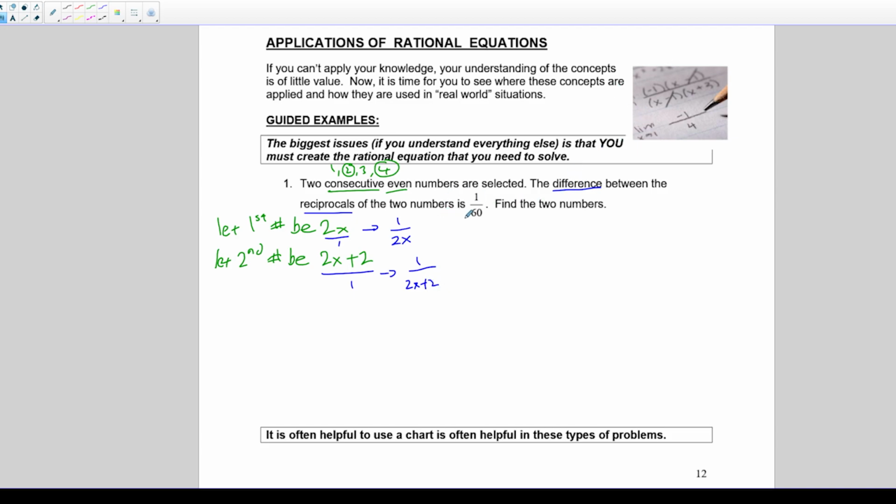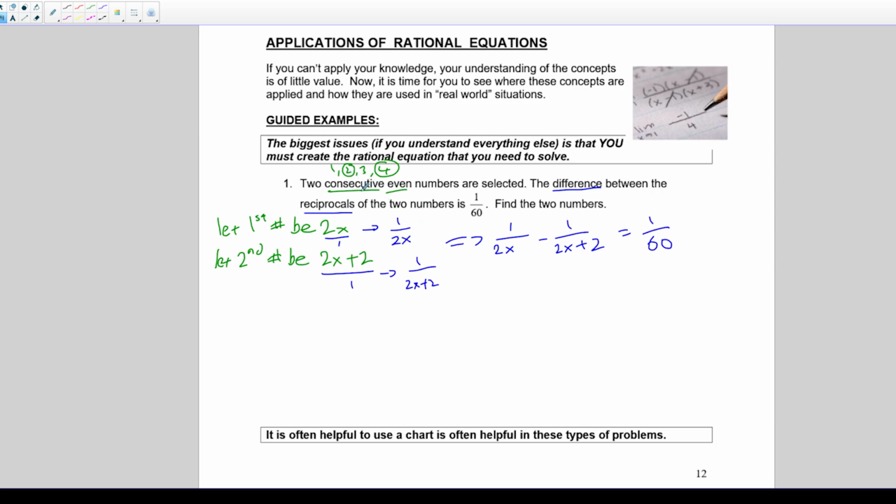Since the difference is going to be a positive number, we're going to end up with our larger number being first. So in this case, 1 over 2x is bigger than 1 over 2x plus 2. So this means that we have 1 over 2x minus 1 over 2x plus 2 is going to be equal to 1 over 60.